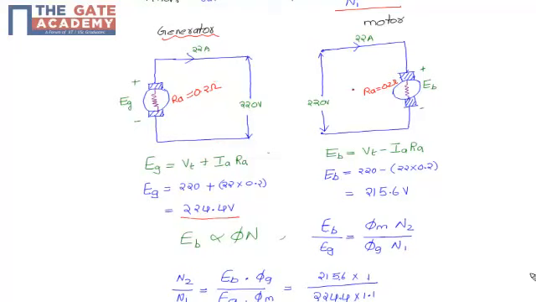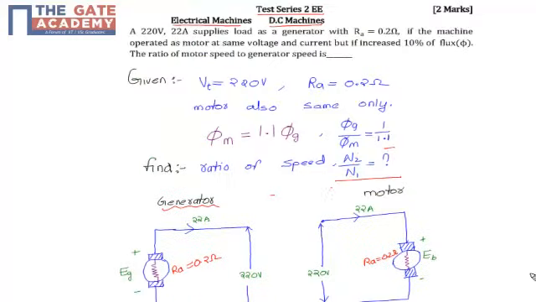To calculate the back EMF in the motor, Eb is equal to Vt minus Ia Ra. Here the current direction is into the armature, so it is minus Ia Ra for a motor. We know Vt is 220 volts minus Ia, 22, into 0.2, then we get the value of Eb. We have to find the ratio of speeds, N2 by N1.